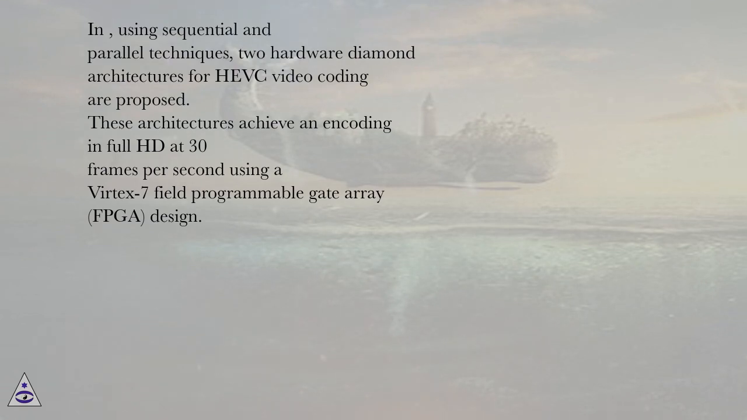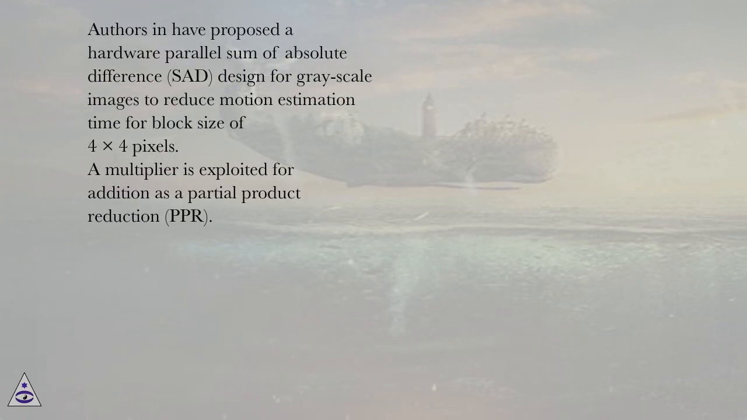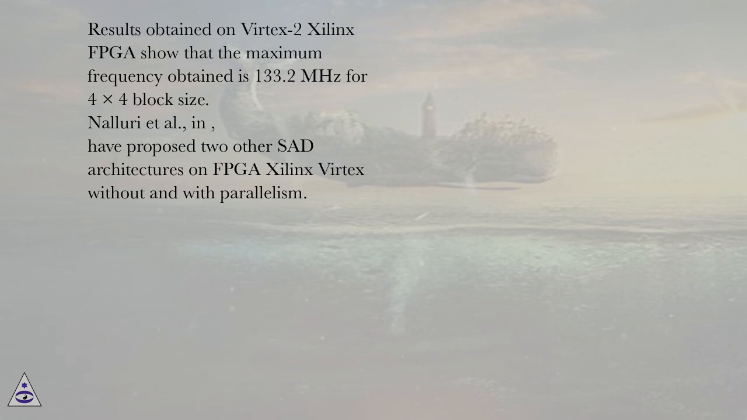array, FPGA, design. Authors have proposed a hardware parallel sum of absolute difference, SAD, design for grayscale images to reduce motion estimation time for block size of 4x4 pixels. A multiplier is exploited for addition as a partial product reduction, PPR. Results obtained on Virtex 2 Xilinx FPGA show that the maximum frequency obtained is 133.2 MHz for 4x4 block size.